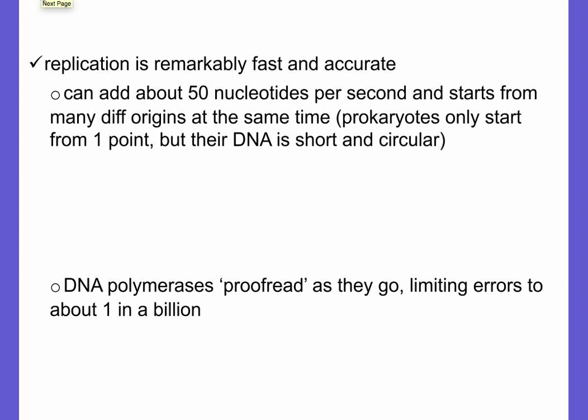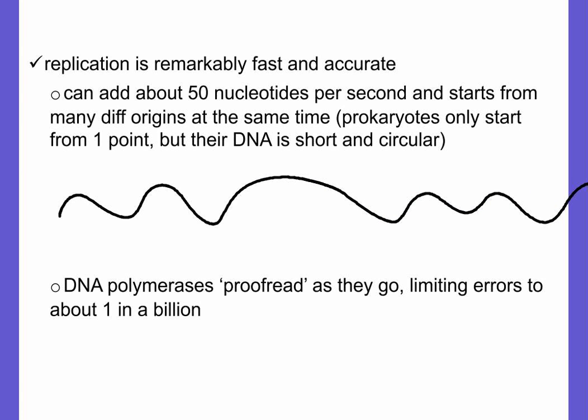Replication is remarkably fast and accurate. DNA polymerase can actually add about 50 nucleotides per second, and it's going to start at many different origins at the same time. So you're not just going to have one replication bubble within a piece of DNA, you're going to have multiple replication bubbles. So it might be open here, also open elsewhere. It's hard to draw this in the limited space that I have here.